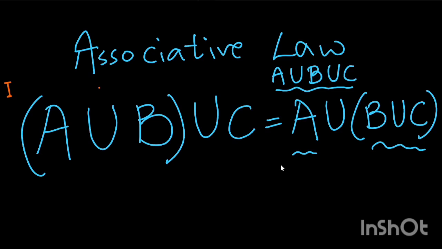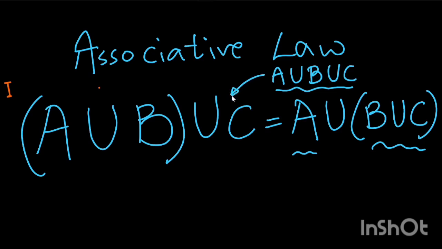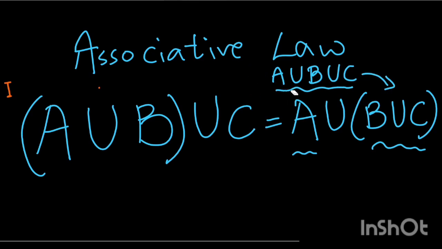So you can easily prove by using Venn diagram of three sets that this holds. We will see the proof using Venn diagram of the property that we are going to do next after associative. So A union B union C, in short, without bracket, is this: you can associate any two. All are same. So this is the first law, which is associative law: A union B union C.